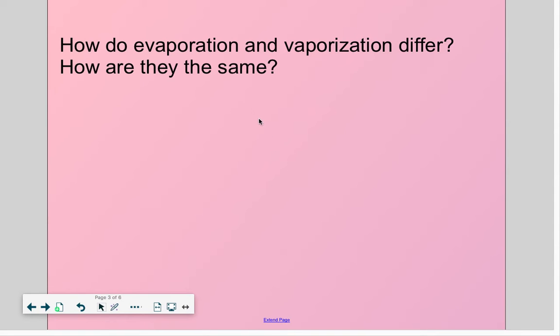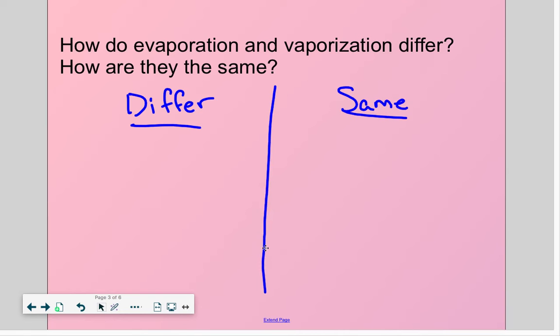All right. So I already mentioned that vaporization is what we want to use when we're looking at the phase change from a liquid to a gas, but the question is, how do evaporation and vaporization differ? So we'll put differ on this side, and there's going to be two reasons, and we're going to put the same on this side. Okay, so we'll split this down the middle.